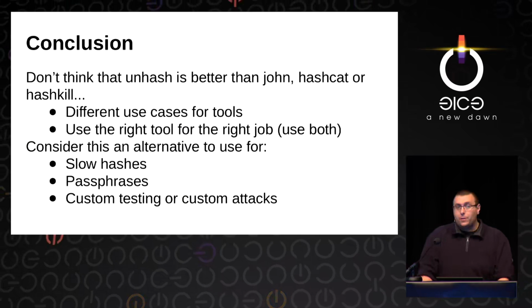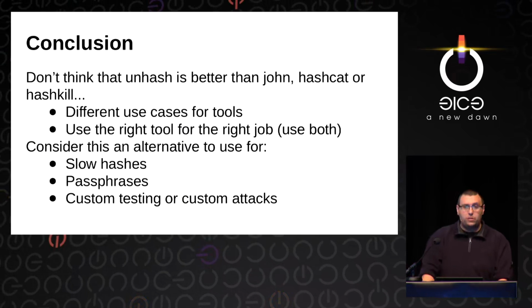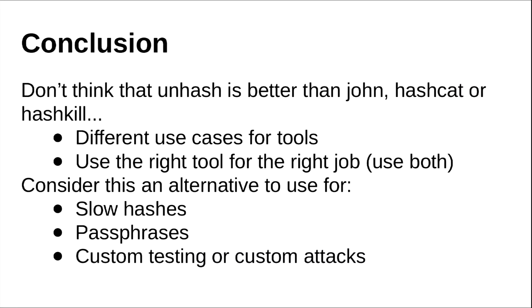First off, don't think that UNHash is better than John the Ripper, Hashcat, or Hashkill. Those tools are awesome, and Solar Designer, the Hashcat team, and Gateway from Hashkill do an extremely awesome job. It's just use the right tool for the right job. This here sounds maybe a bit complicated, but you can find on GitHub the example files, you can find all the rule files, and you can just simply execute them and it will do its magic.